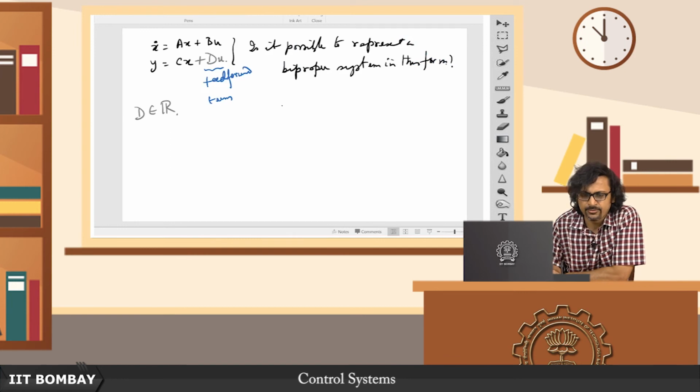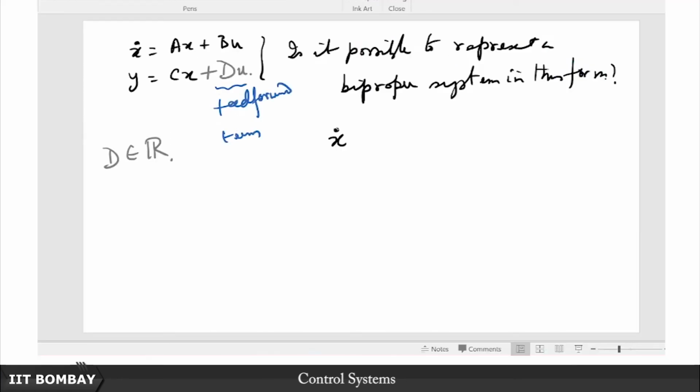So suppose you have x dot is equal to Ax plus Bu and y is equal to Cx plus Du. By the way, I am just considering the possibility that it is probably going to be a biproper system. That is why I am including this D here, but in most cases, as I said, you will not have this D.